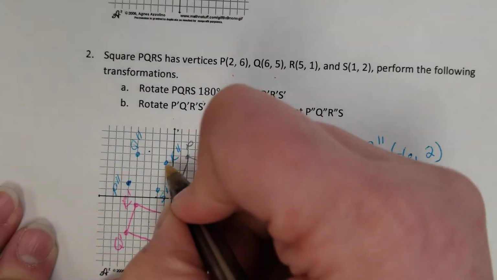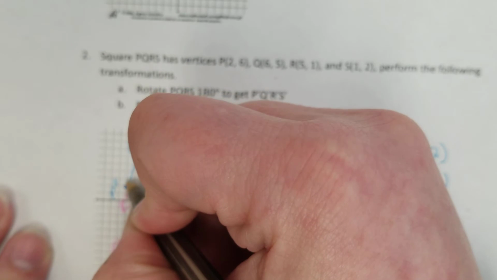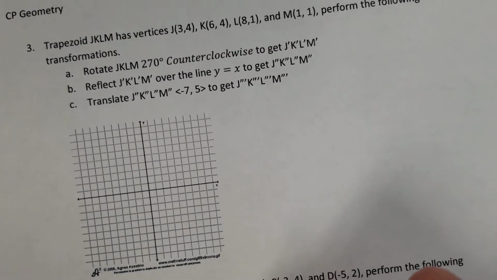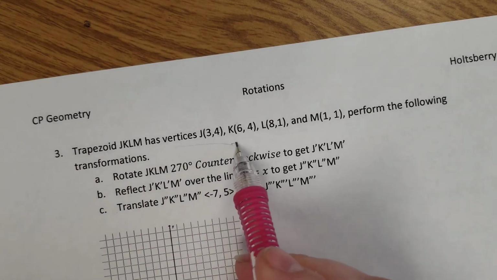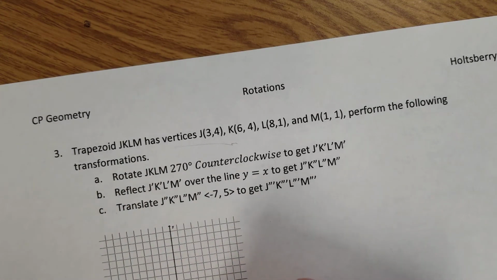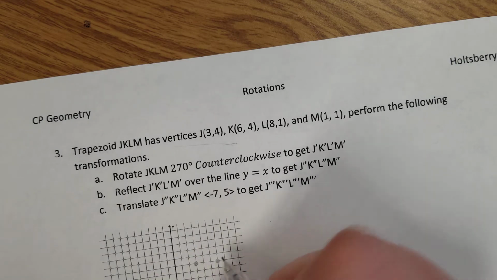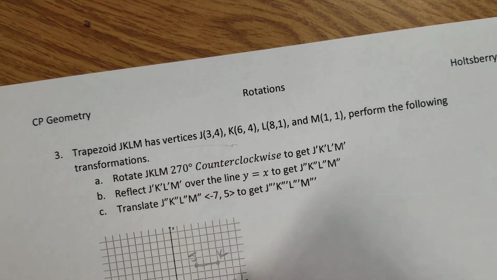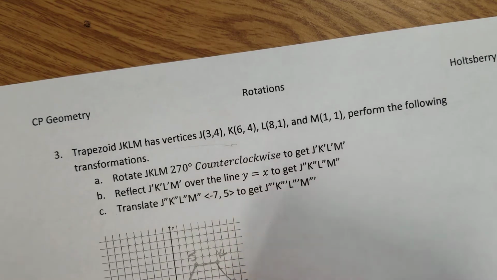Alright, so now we have our double prime shape right there. Alright, so for 3, go ahead and graph this trapezoid so that it has all of its points. Alright, so here's our trapezoid, our original one.